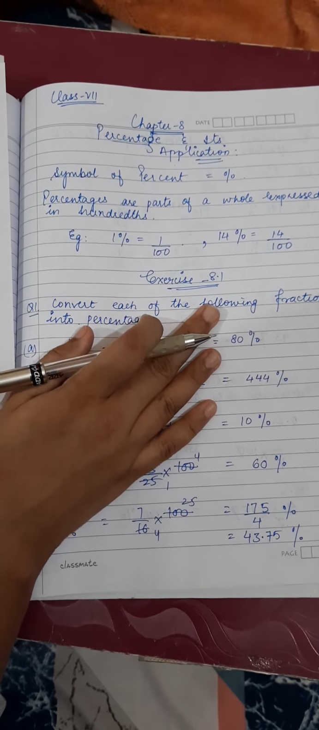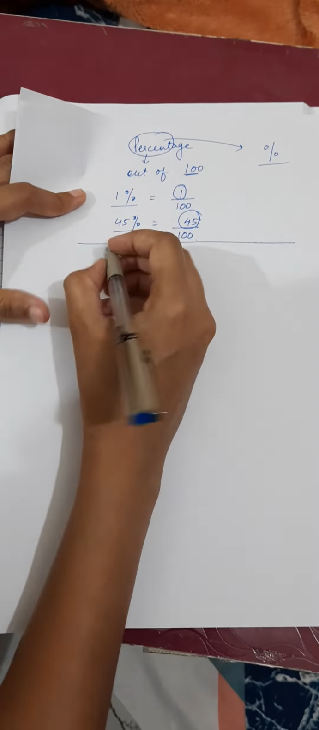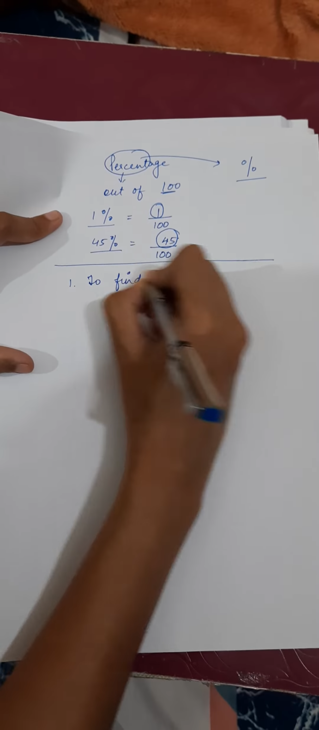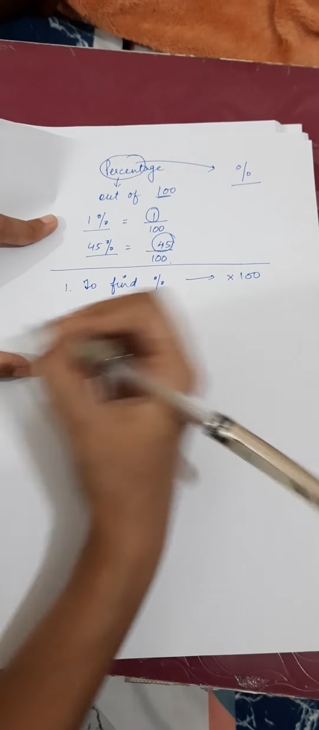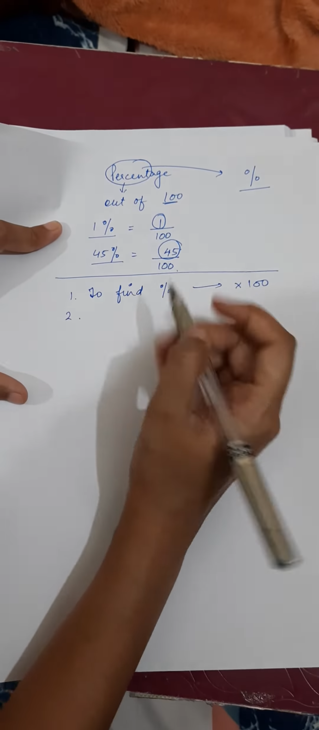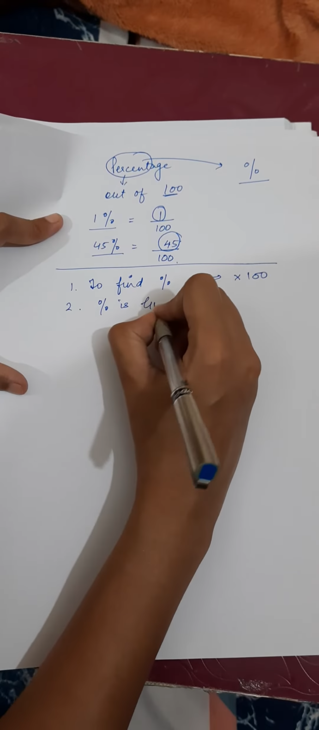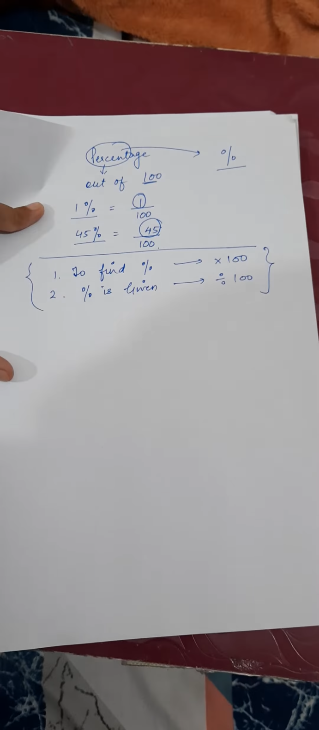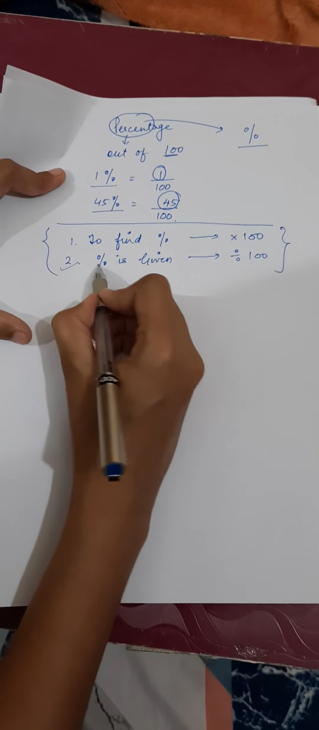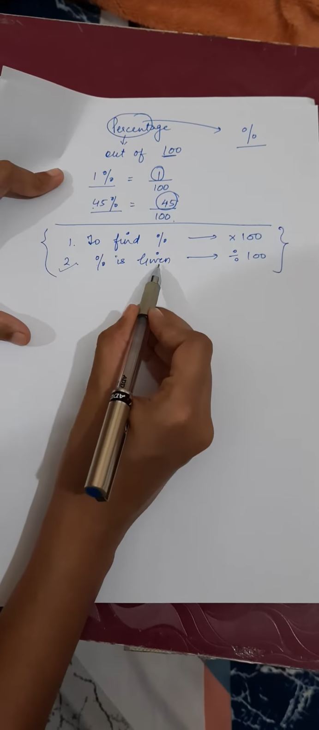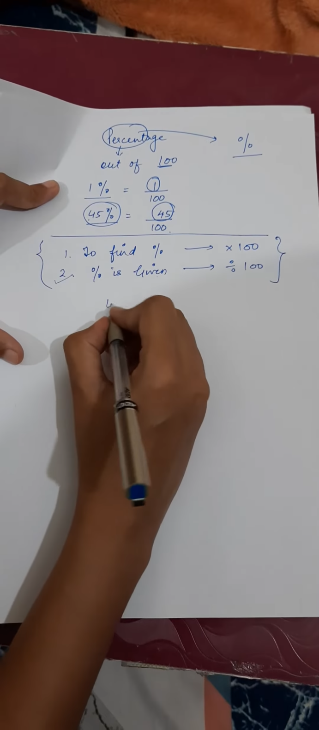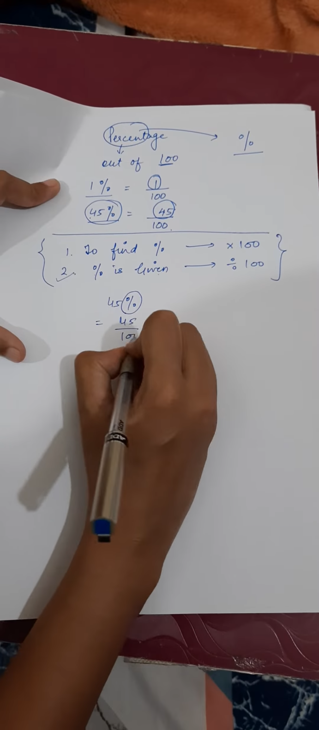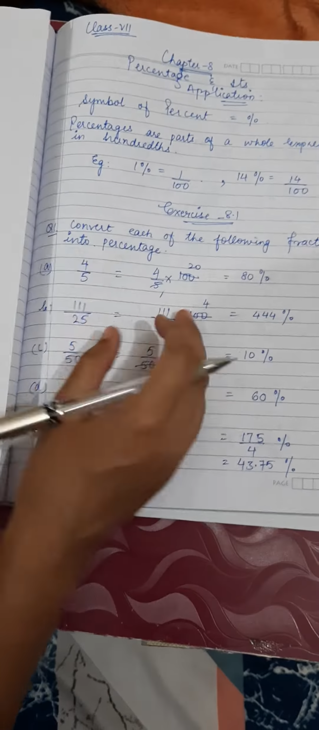Now before starting with 8.1, I want to explain two things here. First thing is, to find the percent, I will always be multiplying by 100. And if the percentage is given, then I'll be dividing by 100. These two things you have to keep in mind while solving the questions. For example, the second one is here only. I am saying that the percentage sign is given, that means 45%. So I am going to remove this percent sign by dividing by 100.